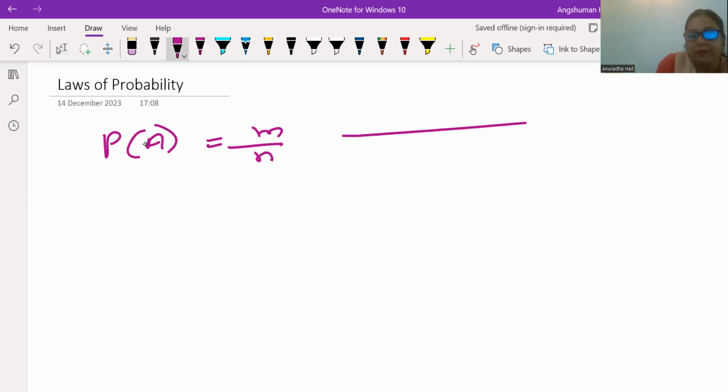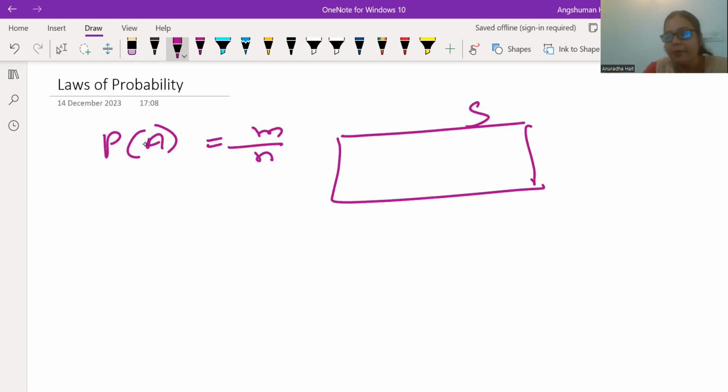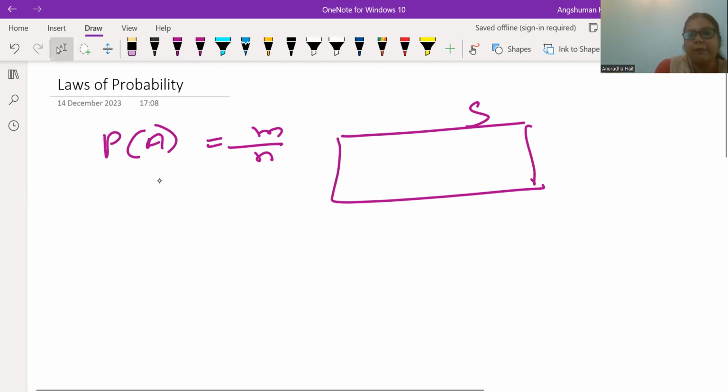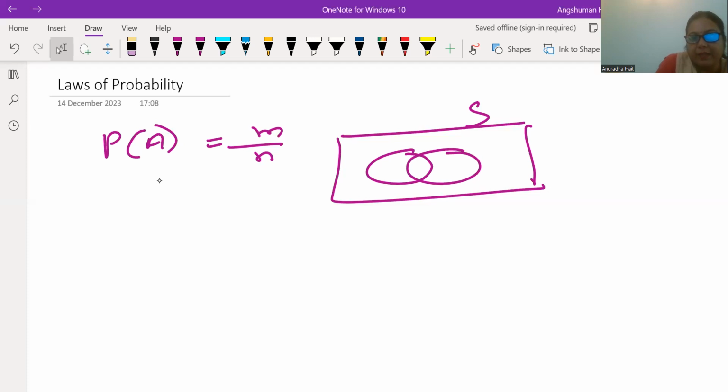sample space. So suppose this is the sample space. All possible outcomes under the investigation is called the sample space. And m is what? The points which are favorable to the event A. Now suppose I'm defining two events here. One is A and another is B. Let me write here A and this is B.